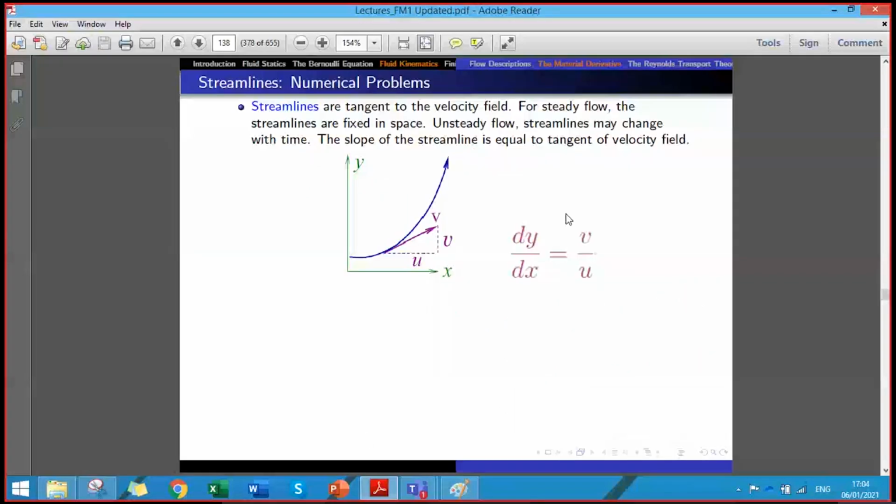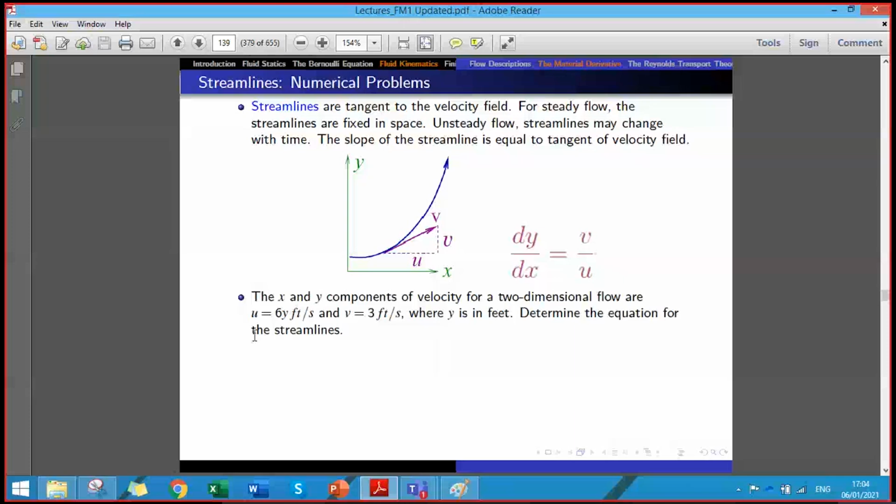So this is the concept we have already said, that streamlines are tangent to the velocity fields. We'll just solve an example to see how, with the help of the streamlines, we can calculate the velocity field, or by using the velocity field, how we can get the equation for a streamline.